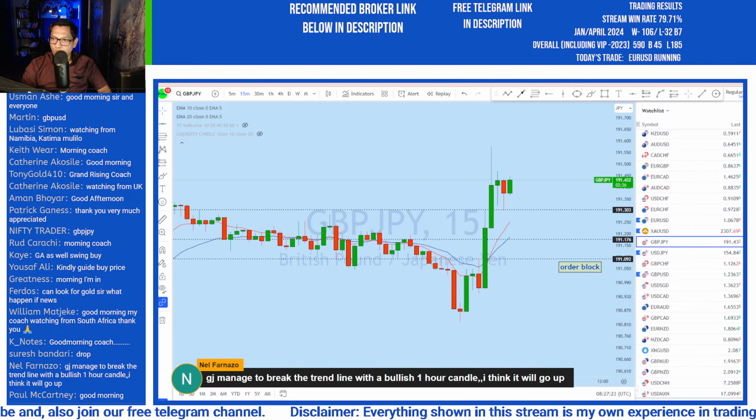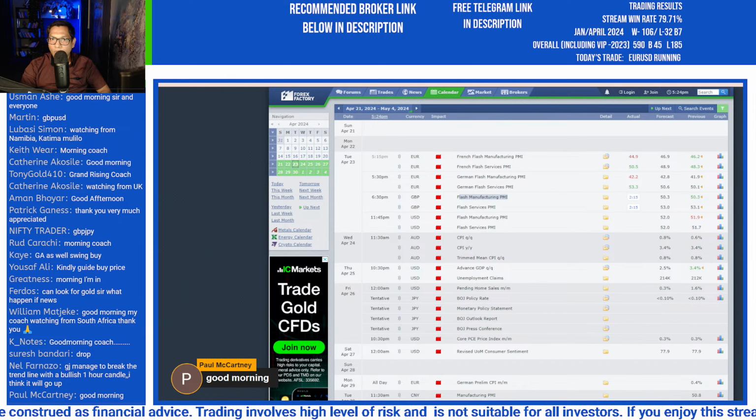Once we find an entry, we will be looking to enter. Let's prepare. Let's stay prepared for an entry. Once we see that, on GJ and dollar yen.